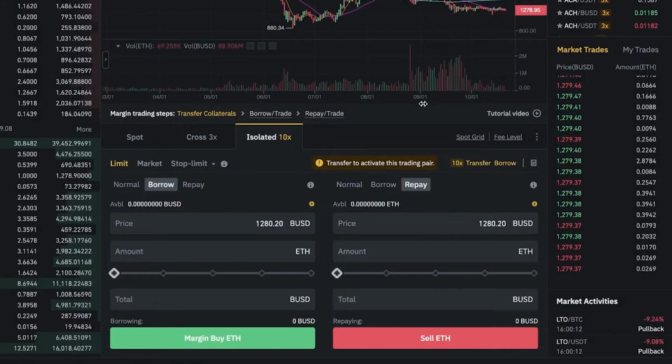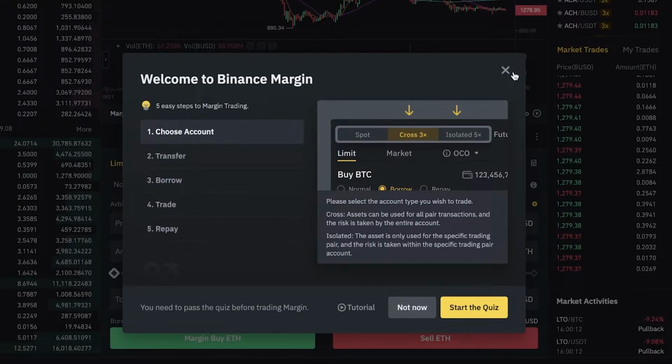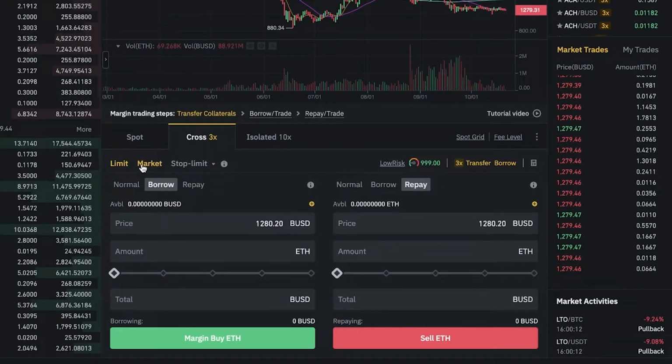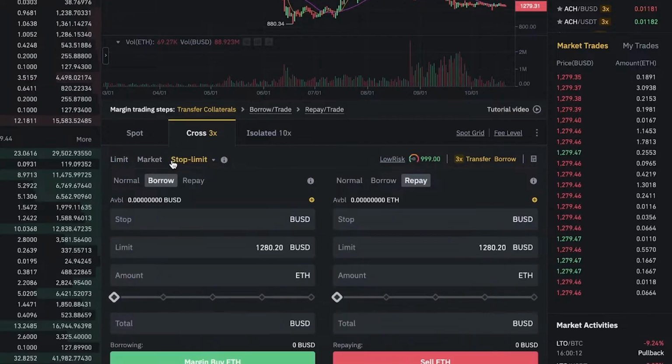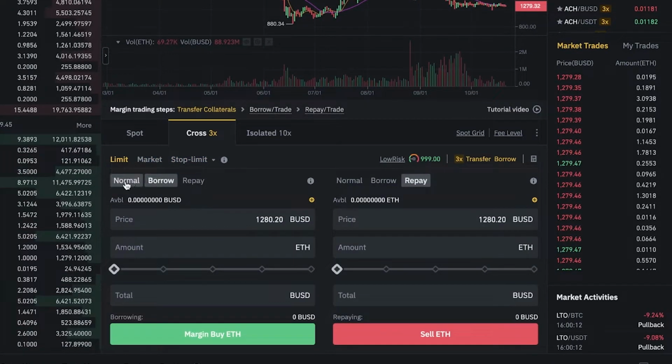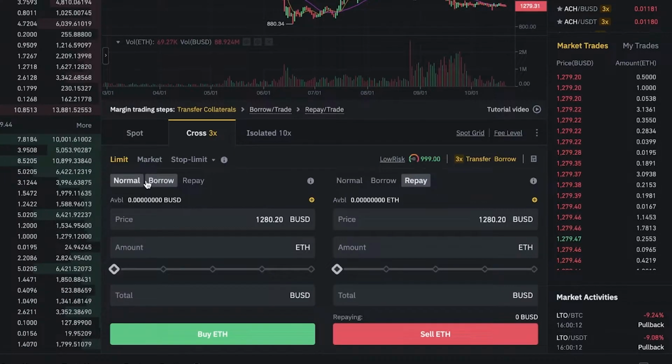Isolated margins enable you to isolate your collateral in one, while cross 3x allows you to keep your risks at a minimum. Now you can see over here, when you click on cross 3x, you have a limit trade, a market trade, and a stop limit that you can add. And you also have normal. Normal is where you actually just do it with your own cryptocurrency.